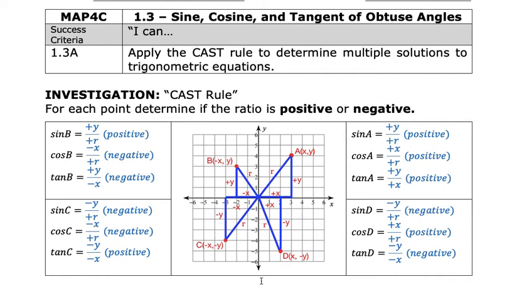MAP4C 1.3: sine, cosine, and tangent of obtuse angles. So what we're going to do is investigate primary trigonometric ratios of these four points, A, B, C, and D.